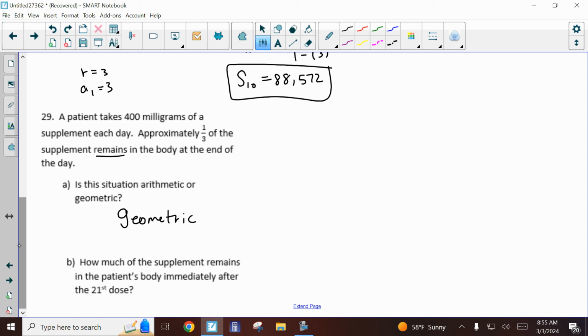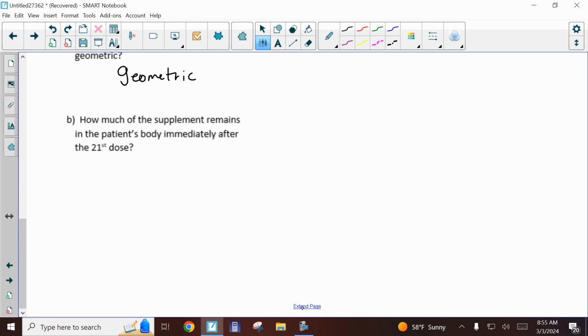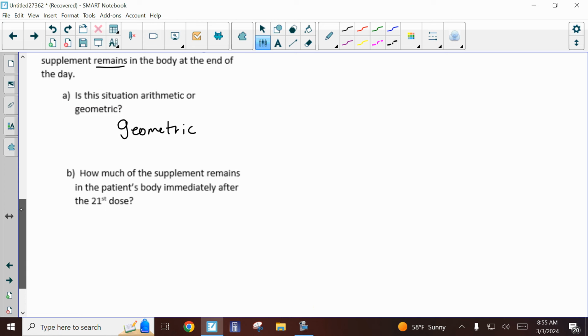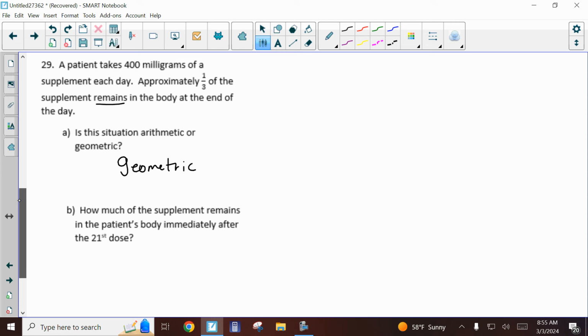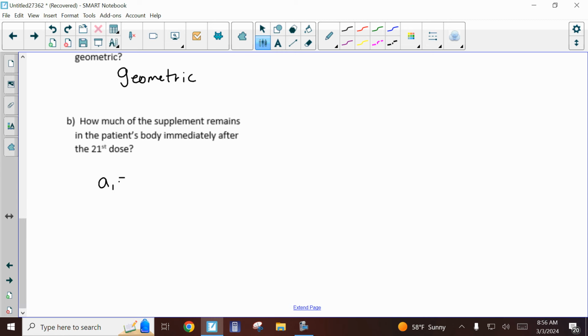Okay, so then it says how much of the supplement remains in the patient's body immediately after the 21st dose. So in order to calculate this, we need to figure out what do we know. Let's read it again. Patient takes 400 milligrams of supplement each day. So in day one, they have 400 milligrams inside their body. We know because it's geometric, it's going to go down by 1/3. So r is going to equal 1/3. And we want to find how much is left in his body on the 21st day. So n equals 21.